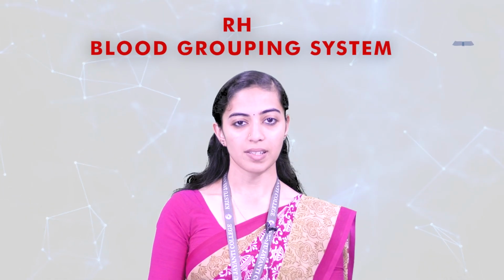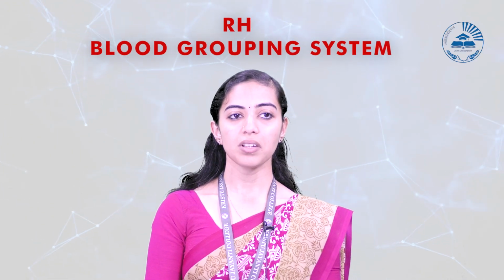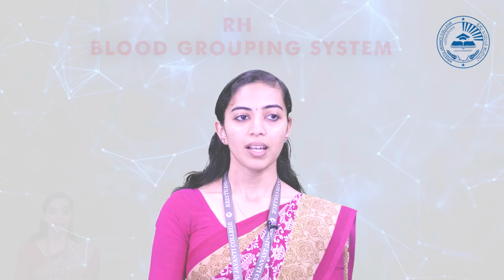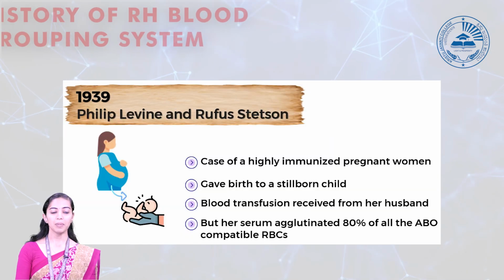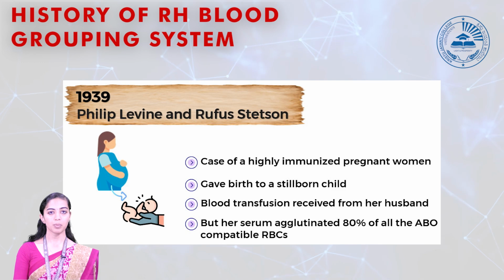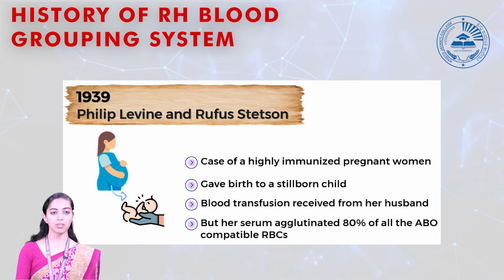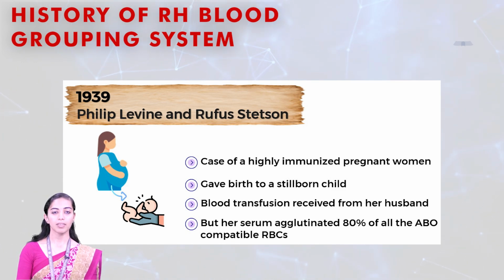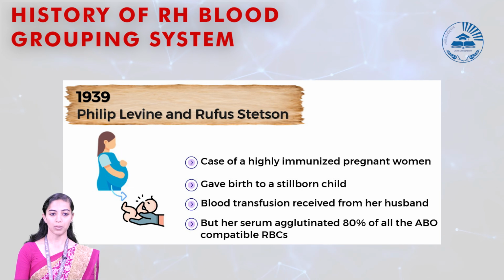Today, we'll be learning about the topic RH blood grouping system. Starting from the history of the RH blood grouping system, in 1939, Philip Levine and Rufus Stetson had a case of a highly immunized pregnant woman. A pregnant woman came to them, but the child that was delivered was stillborn.